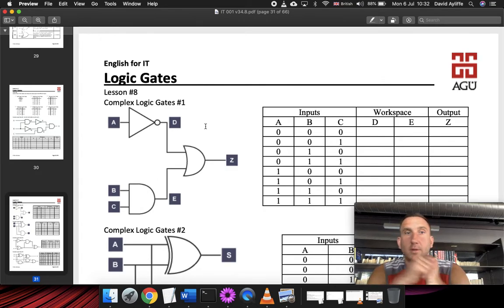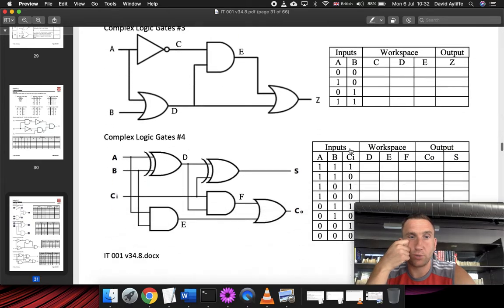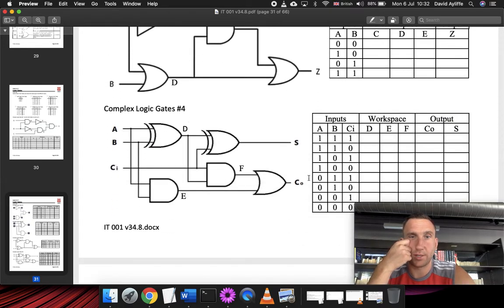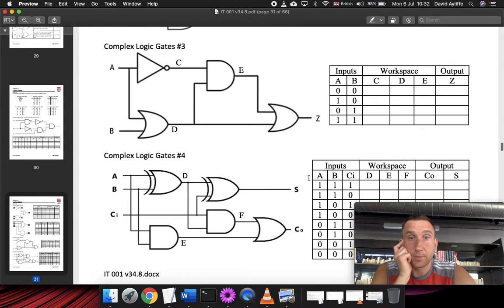Okay, so let's have a look at logic gate 1, logic gate 2, logic gate 3, and logic gate 4. So if you can please do those, pause the video and then come back and we will check together.